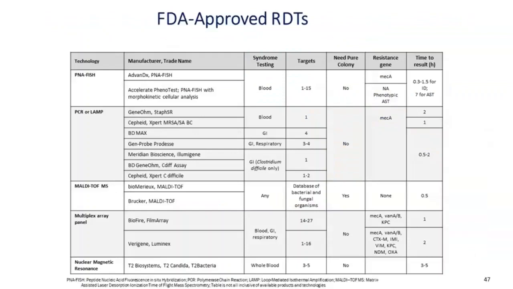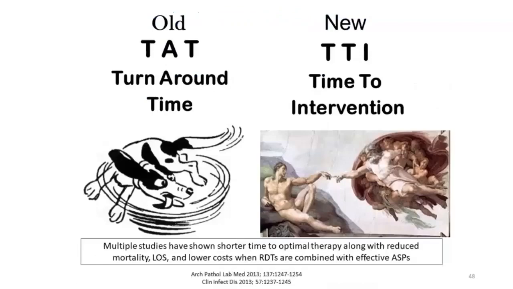These are the FDA-approved rapid molecular tests from PNA FISH to Accelerate. We'll talk about a little bit. The PCRs, there's a whole variety of PCRs from the FilmArray to C. diff. There's Multitoff, which is really a wonderful instrument to help, especially with difficult to identify organisms. The multiplex channels, which are very, very useful in a variety of sites. And then the new T2 system, which uses nuclear magnetic resonance to identify organisms directly from whole blood.